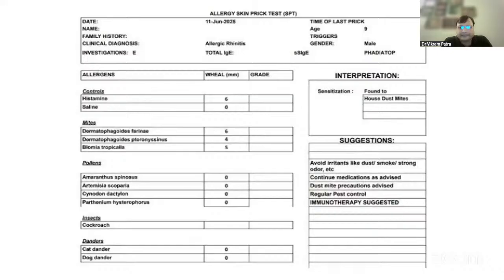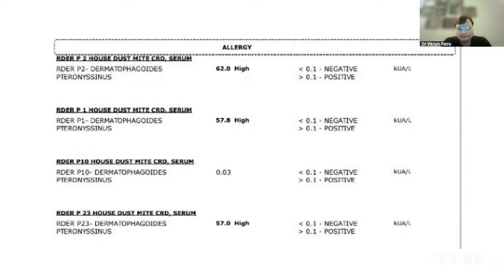Now, let us move to another case. Here you can see the skin prick test is showing 6, 4, and 5, not a very large wheal size as compared to the other case. But when we went for the component resolved diagnosis for the same patient, you can see DERP1, DERP2, and DERP23 are all high, whereas DERP10 is negative. So this is an ideal candidate with clinical correlation, an ideal candidate for starting immunotherapy. And remember, we will send components only whenever our skin prick test is matching with our clinical profile. Never should we send it for every patient.